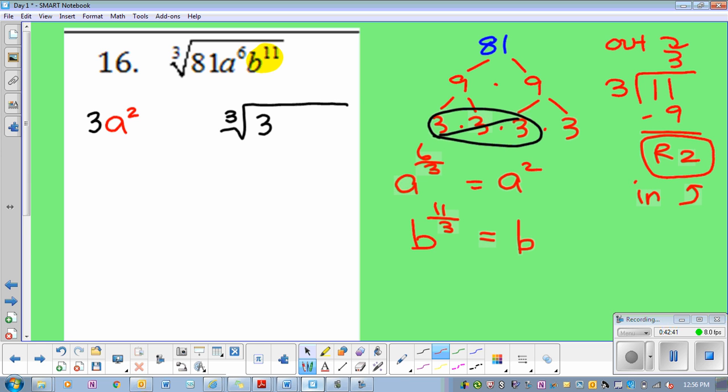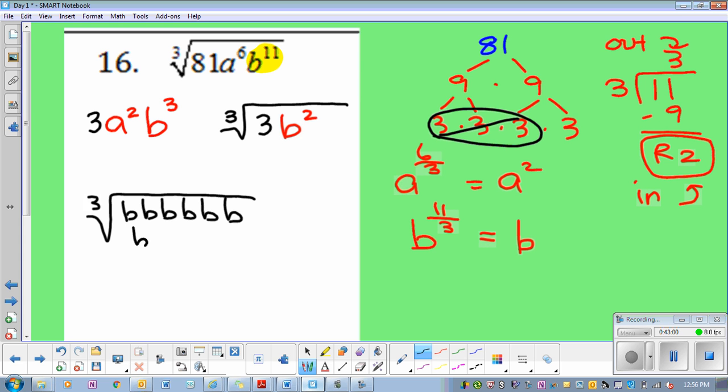No? Draw it out. So b cubed comes out, then b squared stays inside. That one's a little bit weird, so I'll draw it out. Out of the radical and stays inside the radical. So really, 1, 2, 3, 4, 5, 6, 7, 8, 9, 10, 11. You need groups of 3. So 1, 2, 3, and then you have the 2 inside.